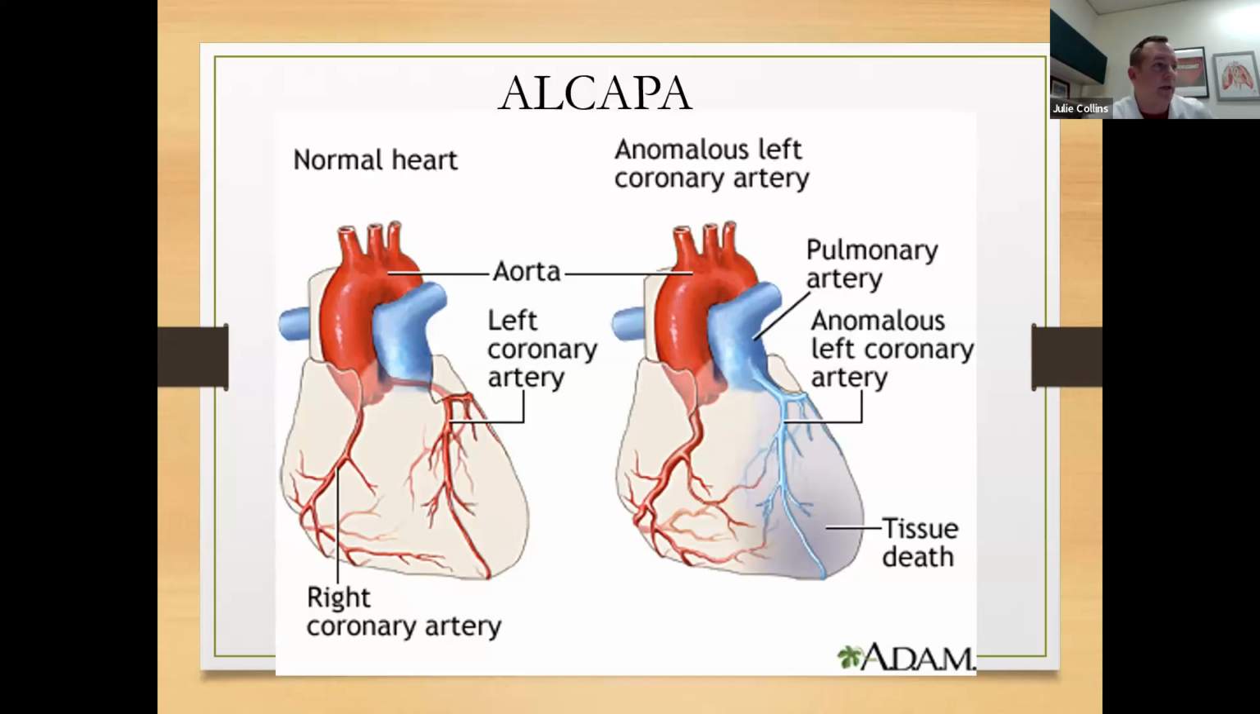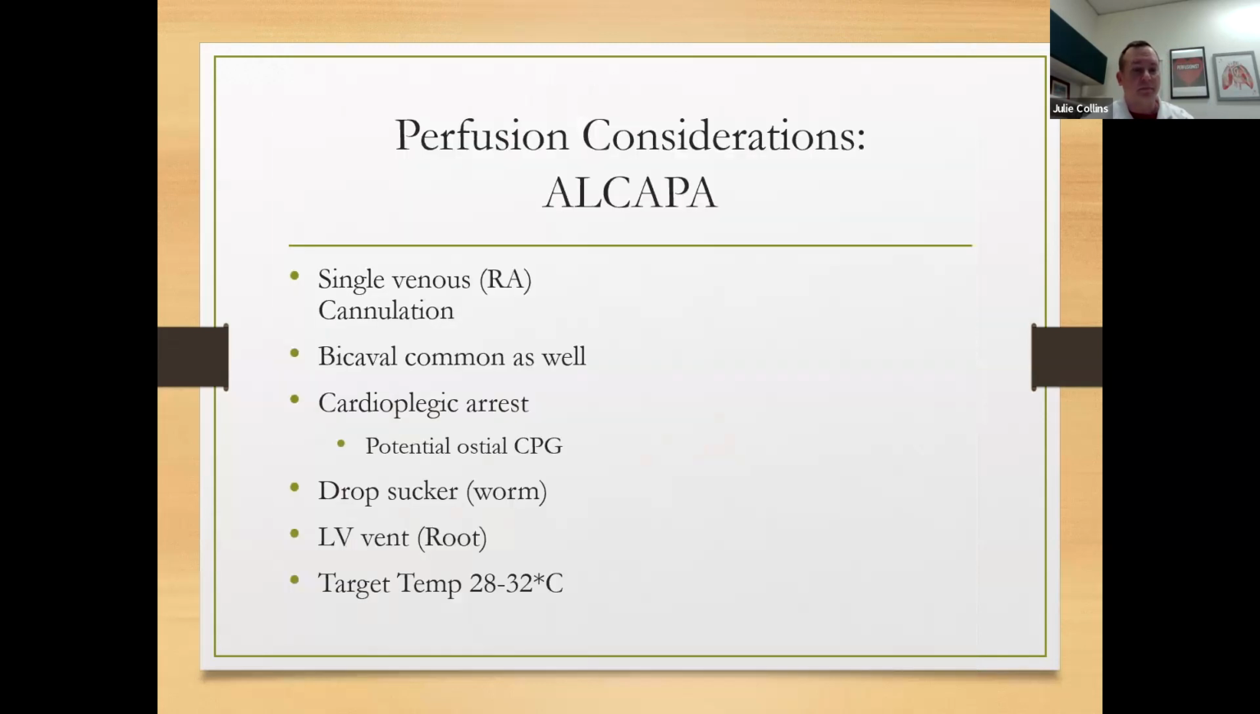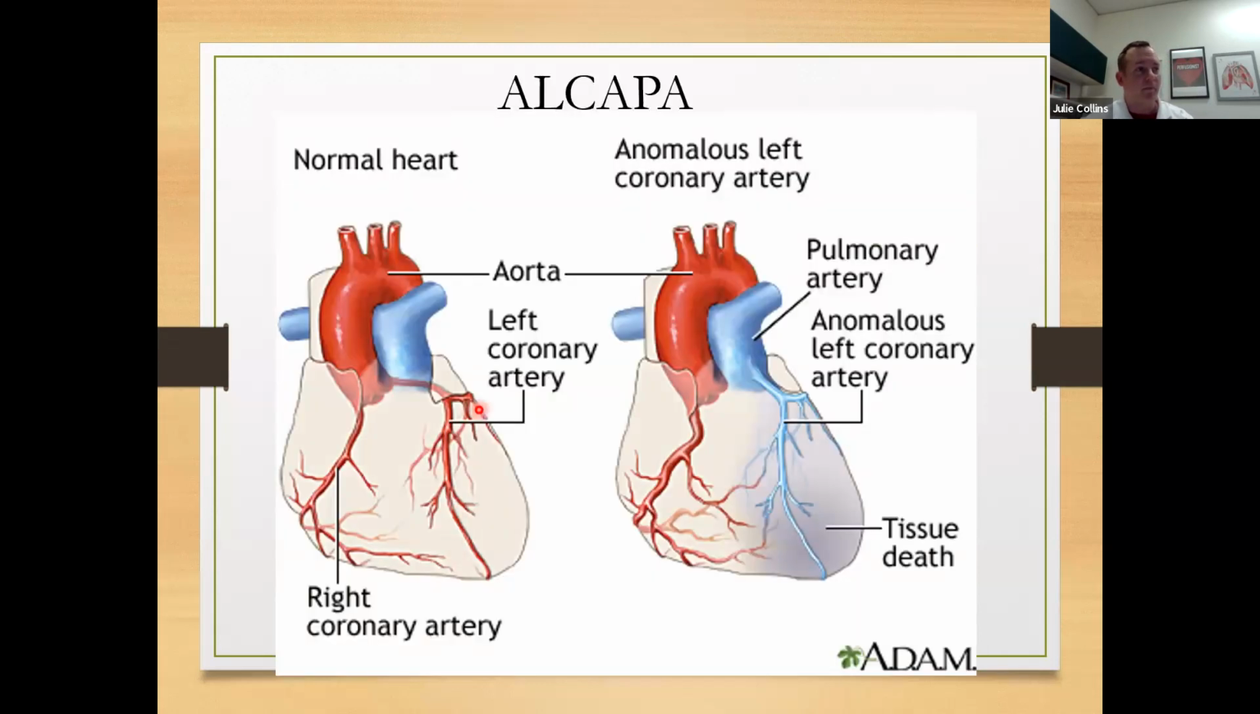ALCAPA, what type of venous cannulation? You can get away with a single right atrial. They may throw in bicable, but you can get away with a single right atrial because ultimately it's going to be a button that they're going to take off here. And what's the surgical procedure they do for ALCAPA? Coronary reimplantation. If this was ALMCA, what would they do? Coronary unroofing.